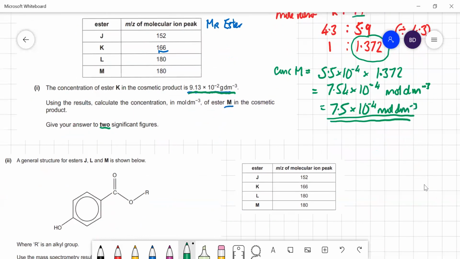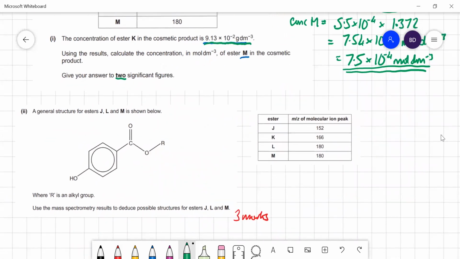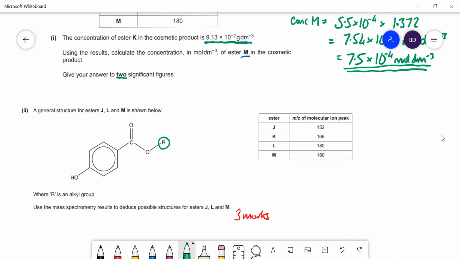Now here they give the general structure for the esters. They're all the same, but we just have different R groups, which are alkyl groups. We've got to use the mass spectrometry results to deduce the possible structures for J, L, and M, for 3 marks. So what I would do is work out how heavy all that bit is, and then subtract it from the MR, because remember these are the MRs of the esters, to find out how heavy the remaining R group is, and then we should be able to suggest what the R group is.